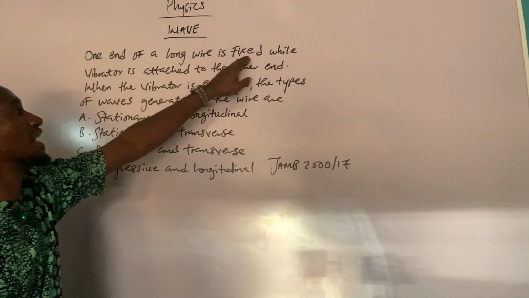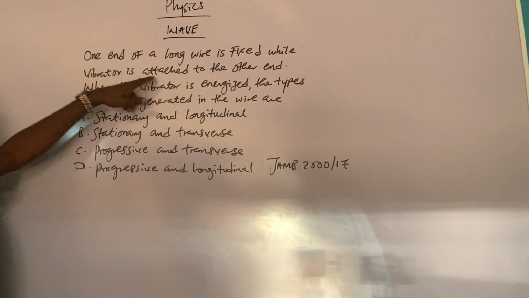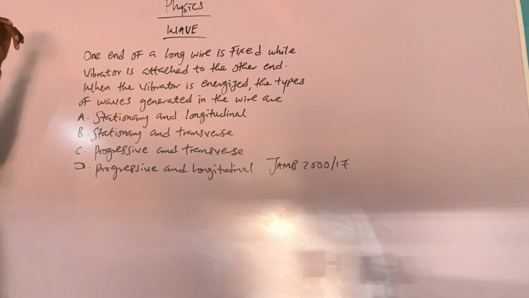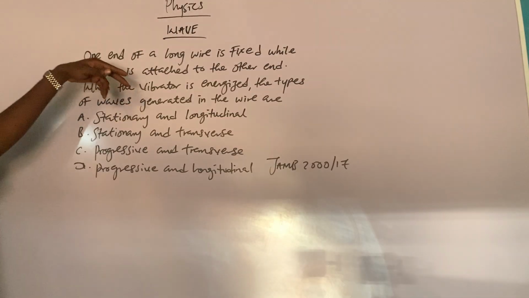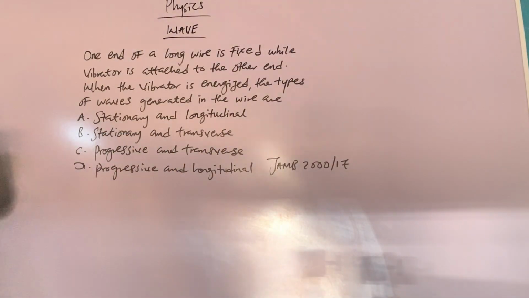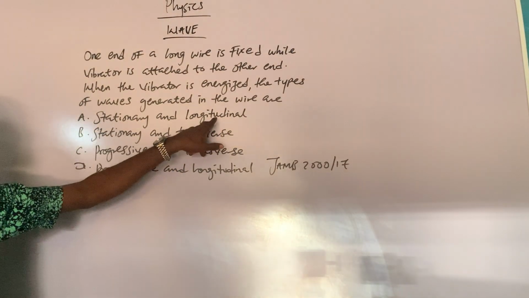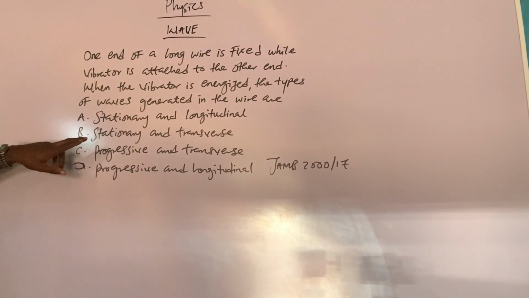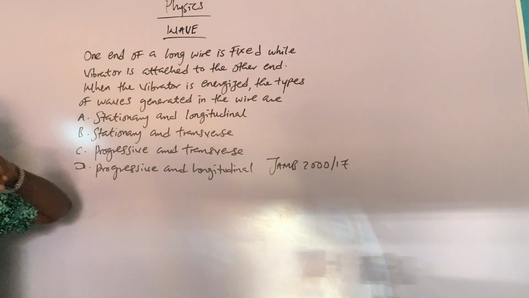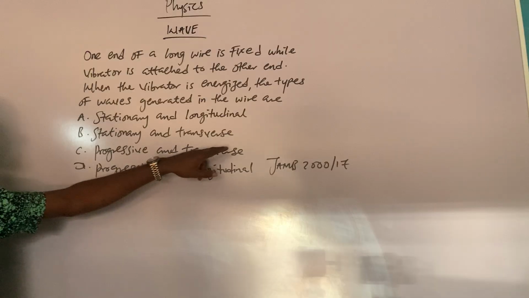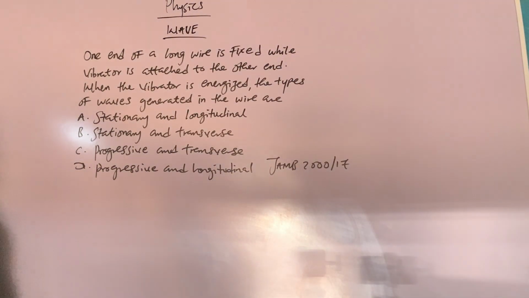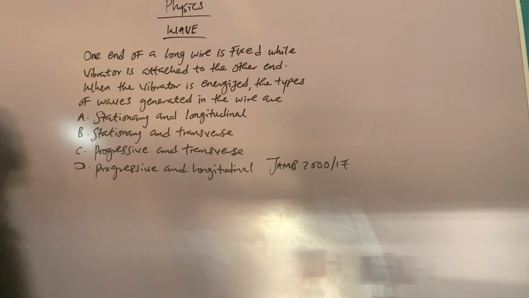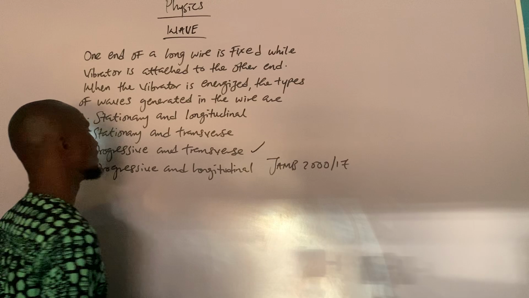One end of a long wire is fixed while a vibrator is attached to the other end. When the vibrator is energized, the types of waves generated in the wire are: A. Stationary and longitudinal. B. Stationary and transverse. C. Progressive and transverse. D. Progressive and longitudinal. Which one is the answer? C. Progressive and transverse.